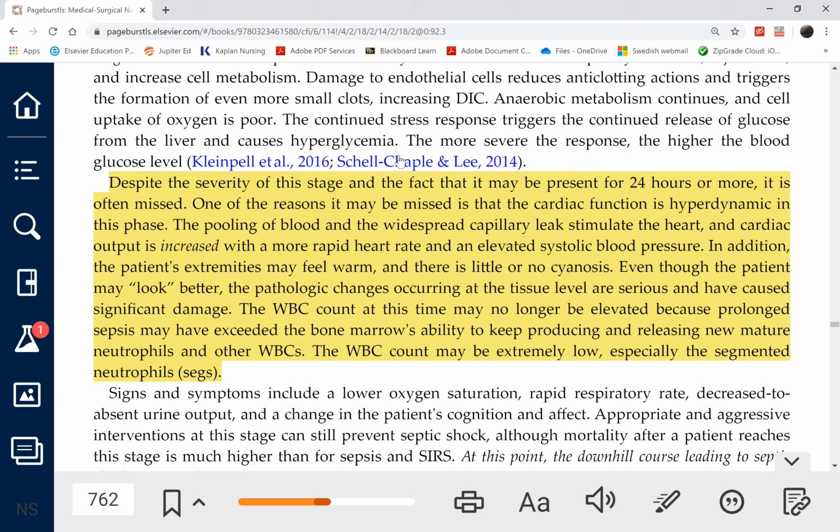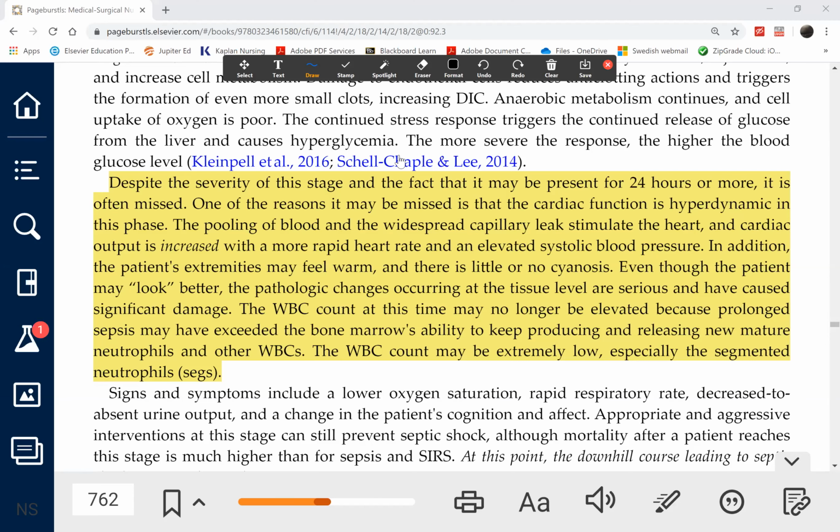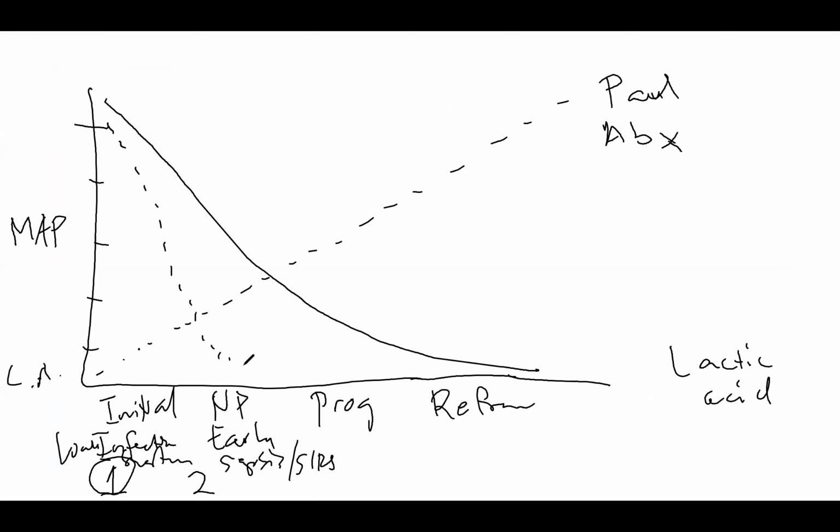Right. So to illustrate that, what's happening here is, we were here at SIRS or early sepsis. Once we hit severe sepsis, the patient's blood pressure improves. The patient becomes hyperdynamic. So this stage here now is the severe sepsis. Momentarily, they become hyperdynamic. So again, Paul was given antibiotics here. Here, we continue the antibiotics. So let's say this is day 3.